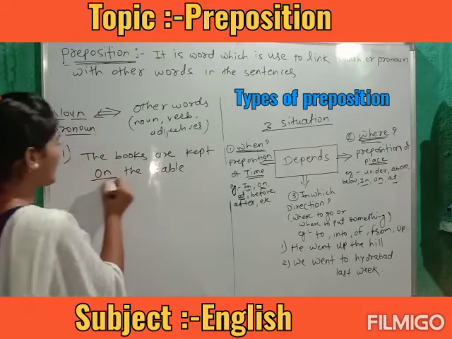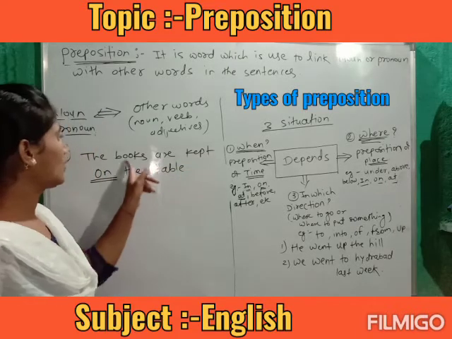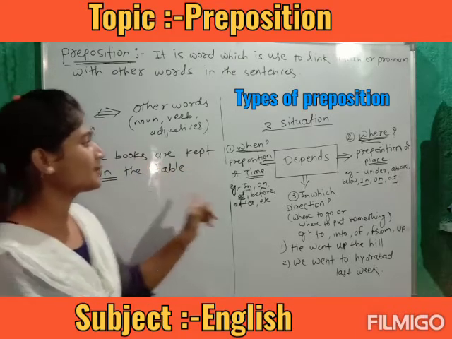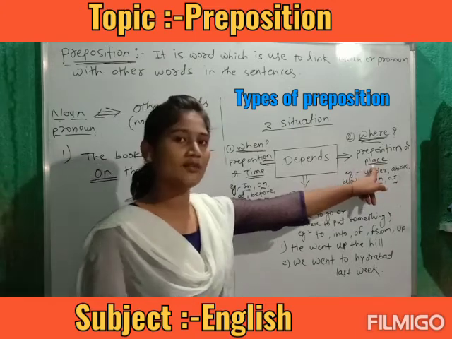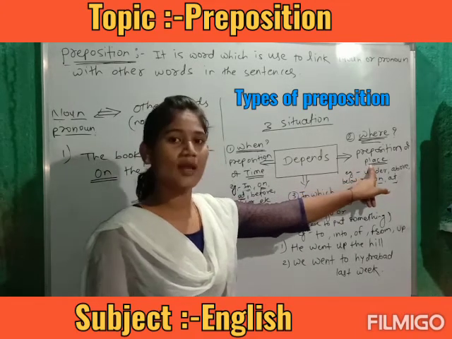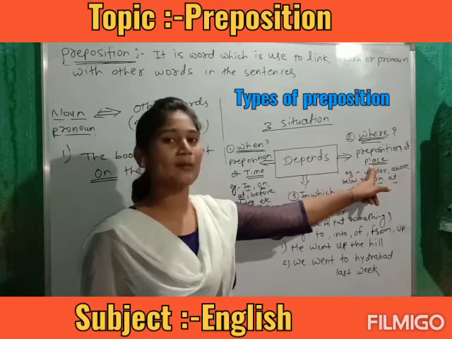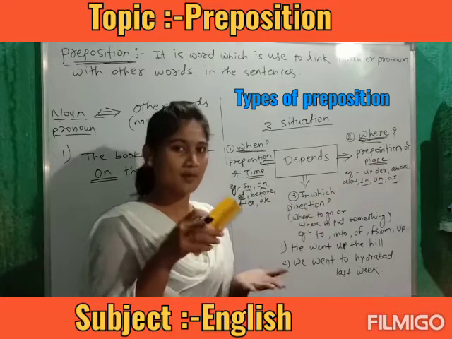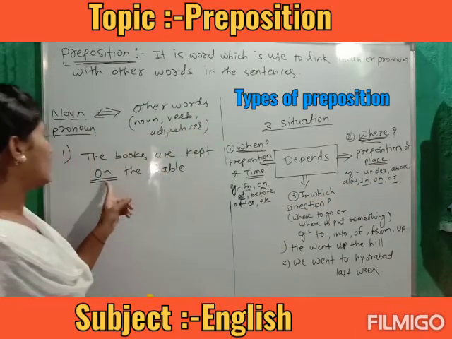Okay, so here, what is this on? Now here the books are there. What is the placement of that book? Here it is related with place. It means I have to know where I am keeping the books. I am keeping that particular bunch of books, a bundle of books, on the table.